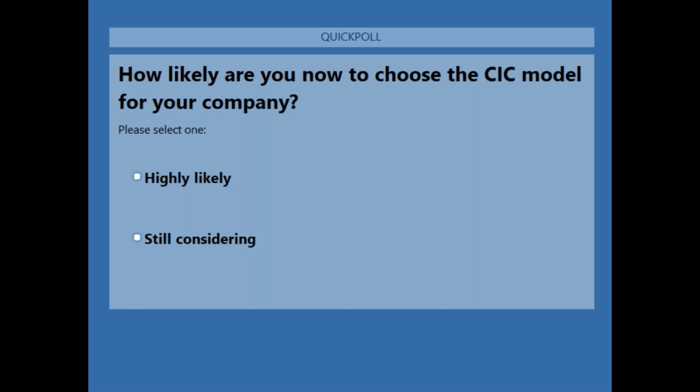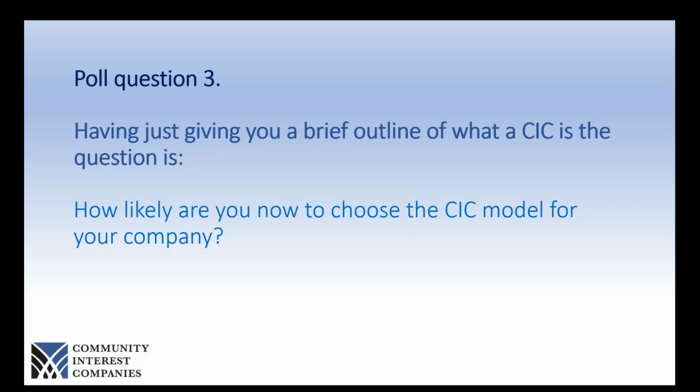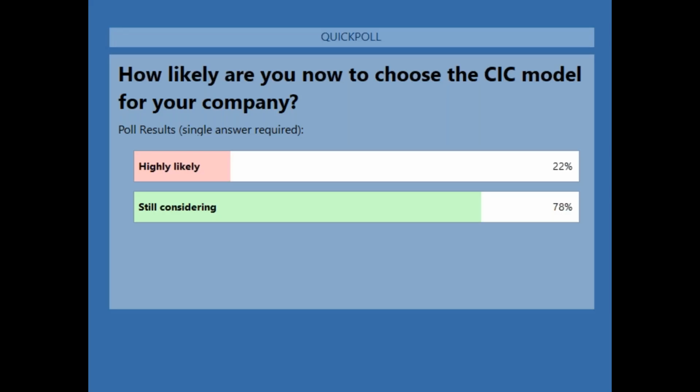So thank you for those who are now taking part. I can see we've got coming up to 70% have voted straight away. Brilliant. Okay, so over 75% of you have now voted. So thank you very much for that. I'll now close that poll and share the results with you. And as you can see, a lot of you are still considering it, but a few of you are indeed thinking of choosing it. So thank you. That's really the end of the presentation.